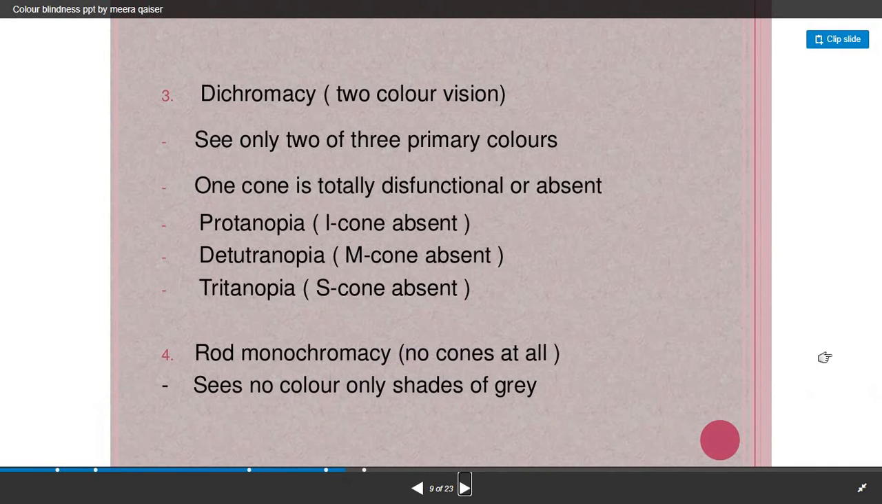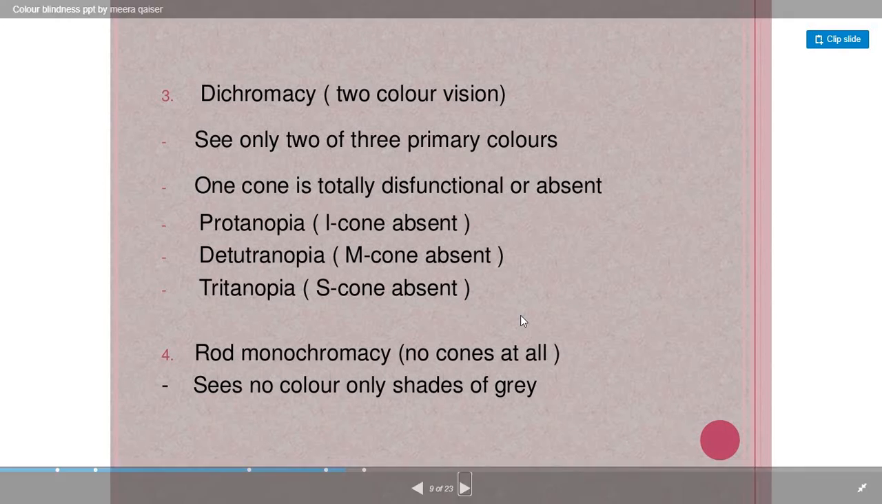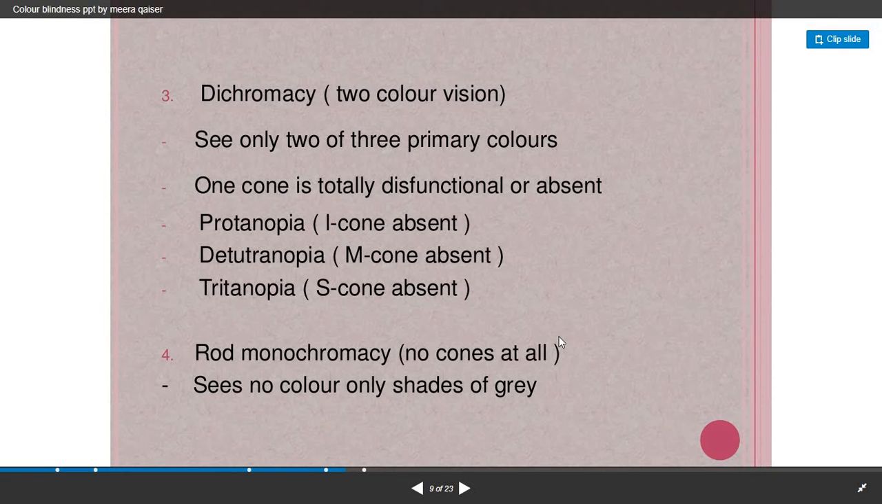And the fourth one is rod monochromacy. Here the cone cells are absent, that means no cones at all. So the person is only able to observe shades of grey and no color is observed.